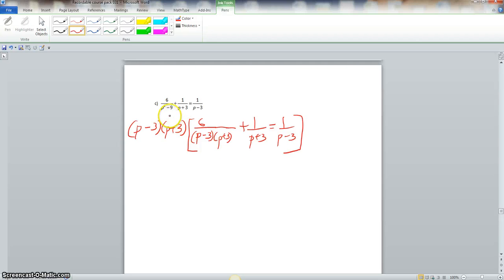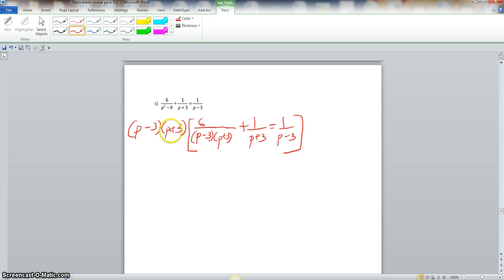Class, picking up where we left off from the last video, I made a little alterations that should not affect how you wrote it on your sheet. But in front of this, we have p minus 3, p plus 3, which we determined to be the common denominator of this rational equation.